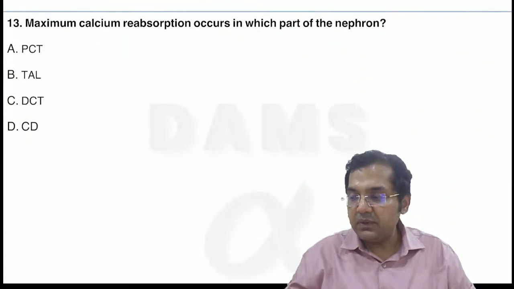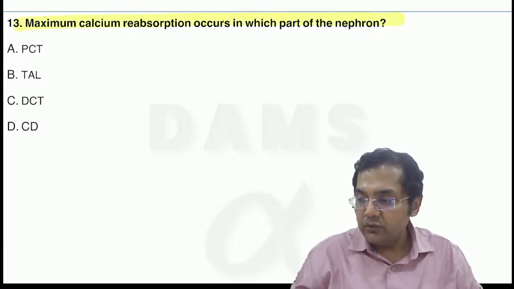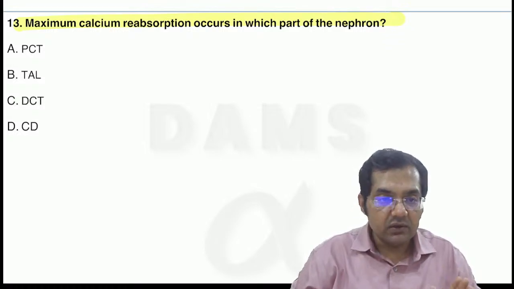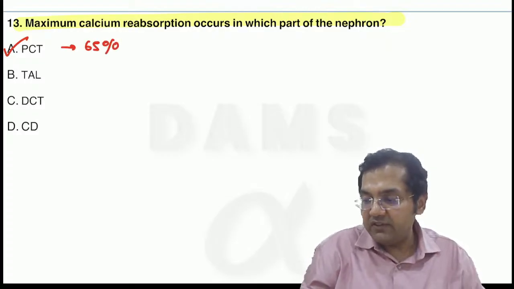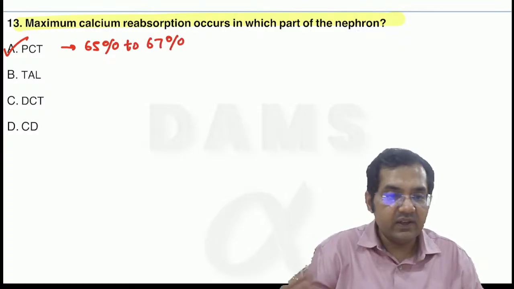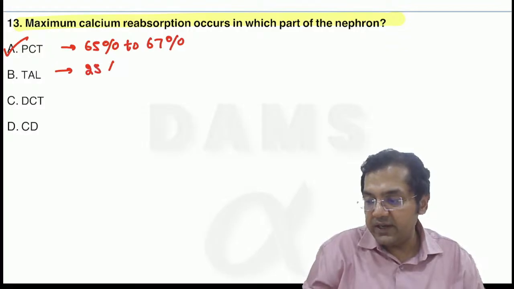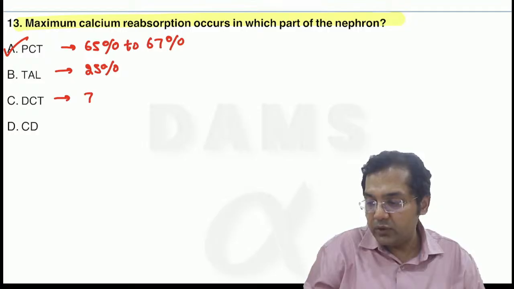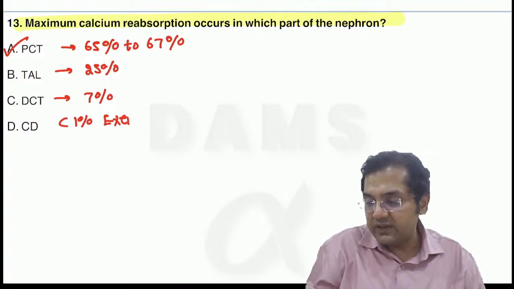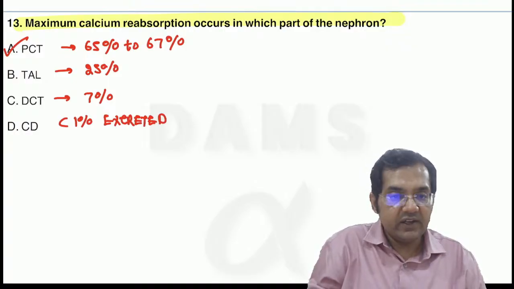Maximum calcium reabsorption occurs in which part of the nephron? So remember, calcium mimics the sodium. So the calcium answer is PCT. 65% to 67% is in PCT. Thick ascending limb around 25%. DCT around 7%. And less than 1% calcium is excreted, right? Less than 1%.